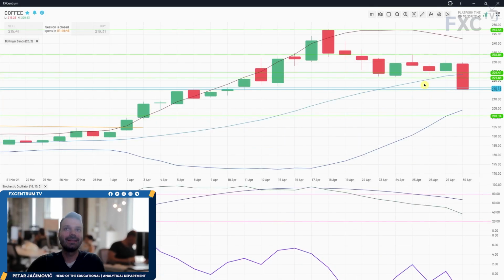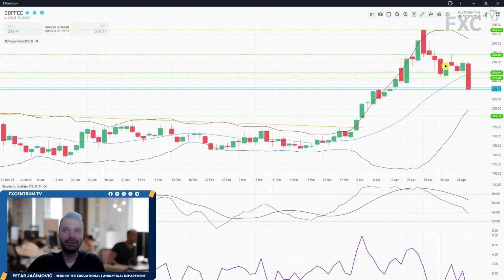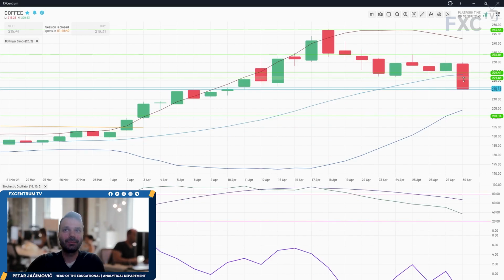I will start with the coffee market first. What we had here is the down break on the daily time frame of the multi-day consolidation and the breakout of the support at, let's say, 221.80 and 224.40 mark. So there was a breakout of the middle Bollinger Band and this short-term support. Market close, this was yesterday's candle, so near the low, and there is strong momentum going on to the downside.